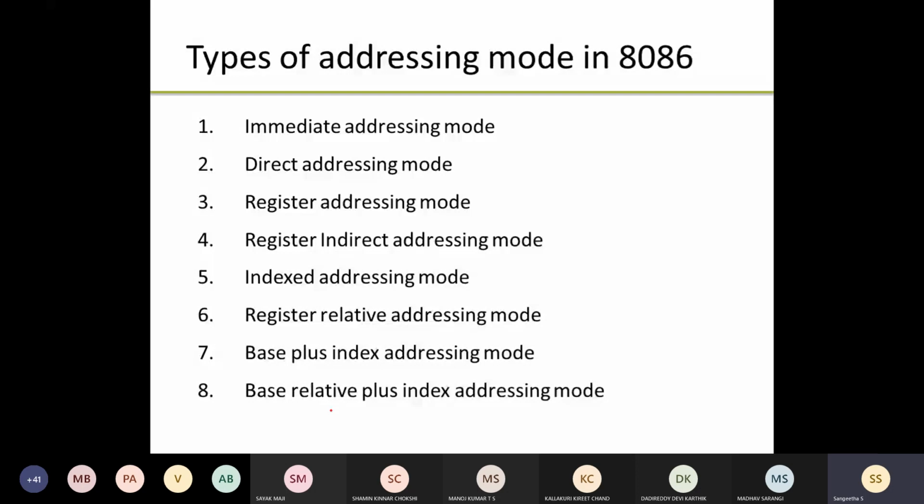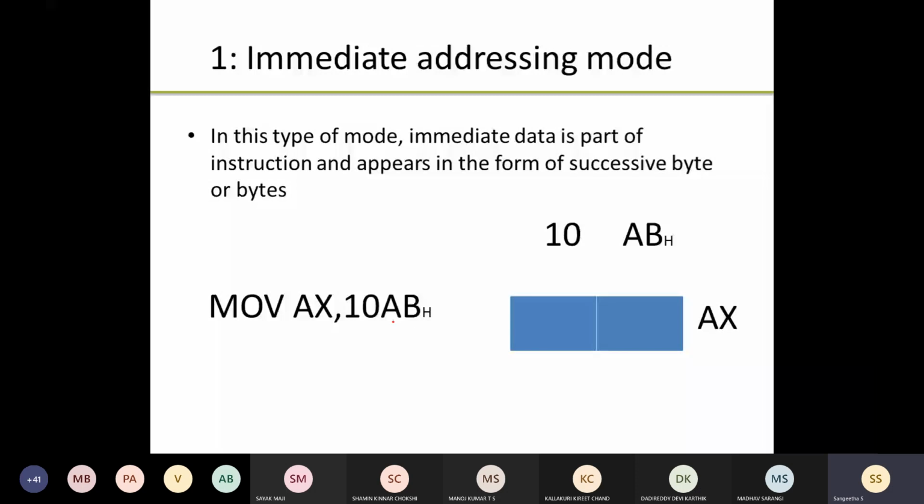Immediate addressing mode is where you give some values directly to a register. The instruction will be like MOV AX, 10AB. The data is presented directly in your instruction, and it can be 8-bit or 16-bit data. It is given directly in the instruction, which is why it is called immediate addressing mode.